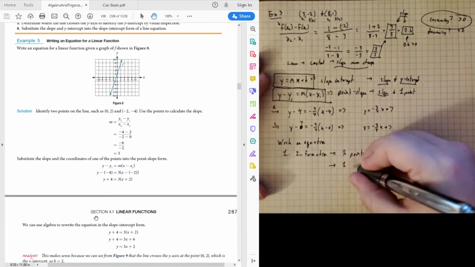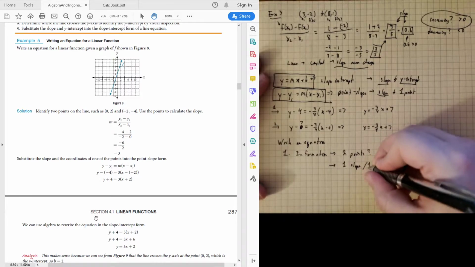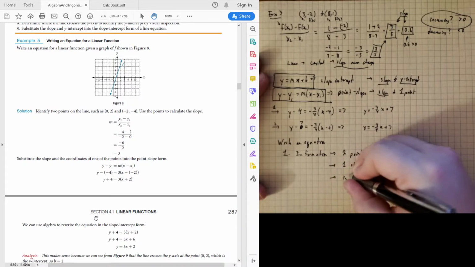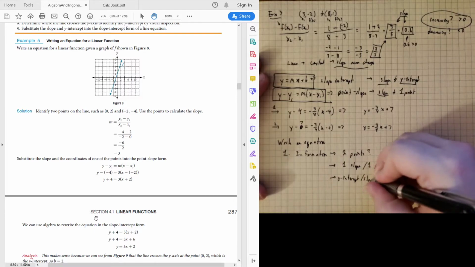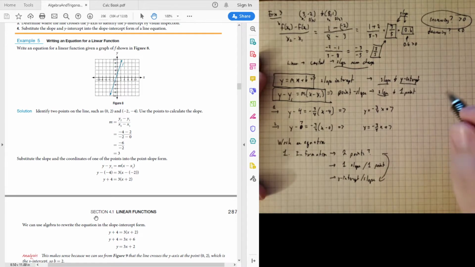Do I have 1 point and the slope? Or do I have the intercept and the slope? It has to be one of these three. And even if it doesn't look like it, it is one of these three. Take a look at this picture from example 5 on page 286. We can see that there are a couple points we can use. And in fact, they chose 2 of them, 0, 2, and negative 2, 4, as the 2 they were going to choose. Notice that that was not in the original problem.